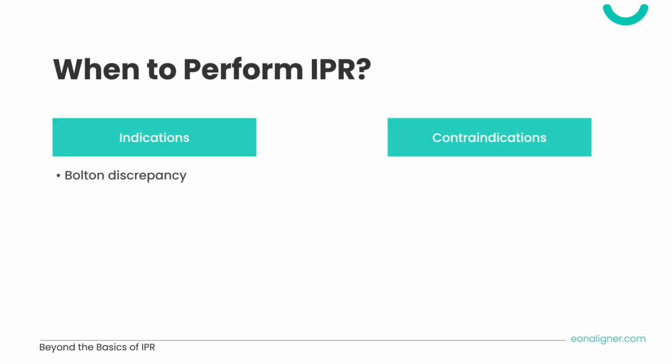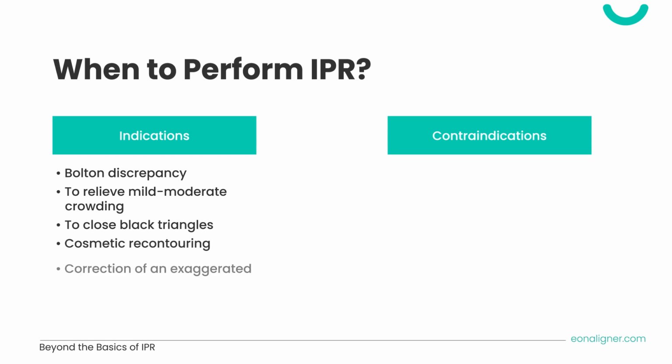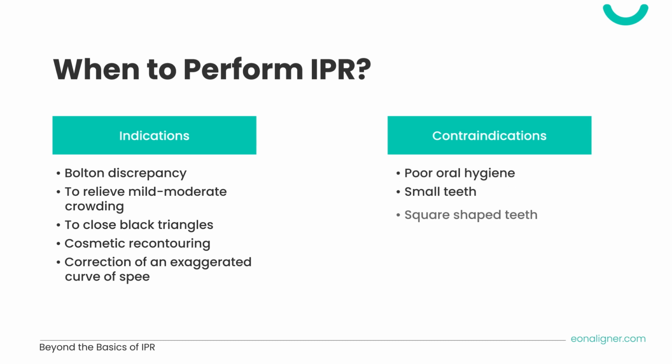IPR is performed in the following cases: when you have Bolton's discrepancy, to relieve mild to moderate crowding, close black triangles, cosmetic recontouring, and correction of an exaggerated curve of SPE. Now, about its contraindications. It's better avoided in patients with poor oral hygiene. Although IPR doesn't increase the risk of caries, performing it in poor oral hygiene conditions could potentially increase the risk of developing new lesions.